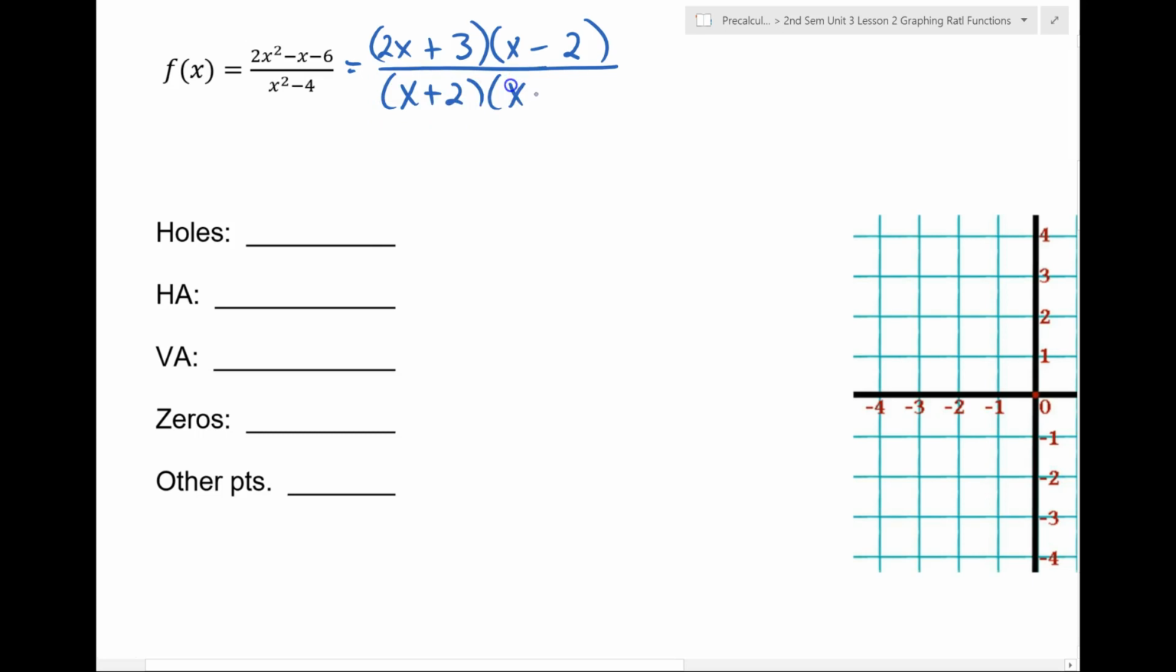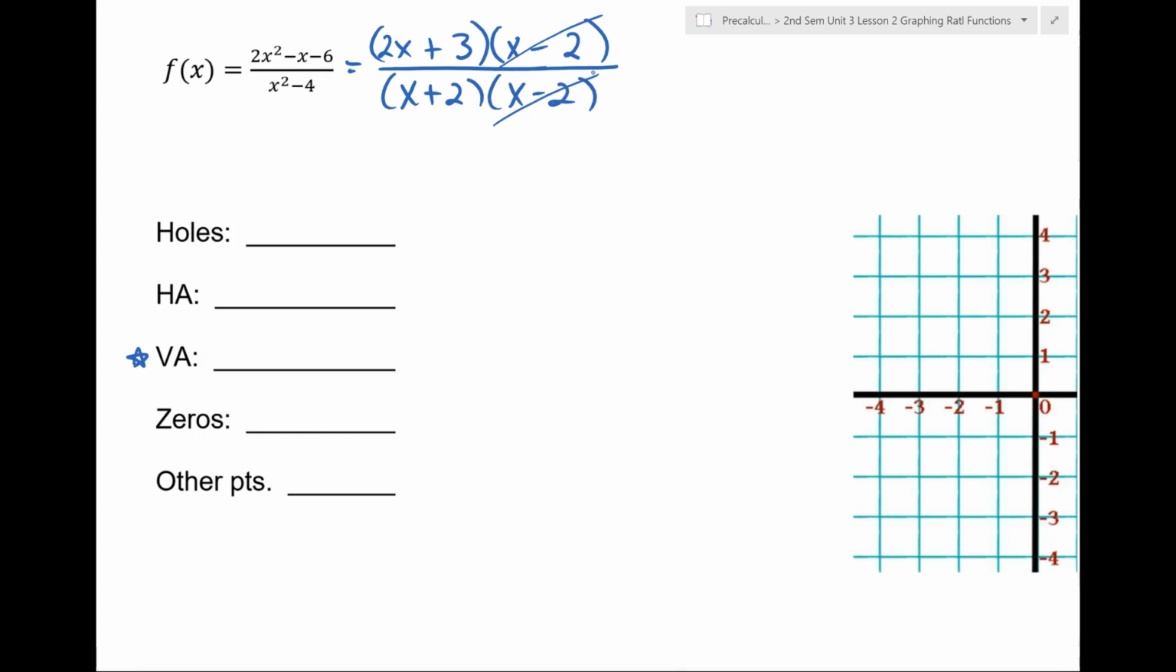X plus 2 and x minus 2. Very good. That's a difference of 2 squares. All right, so let's do the vertical asymptotes first. So remember, I would lightly just cross out your common factor. Okay, just like that, because you still need to see it and you still need to know it.